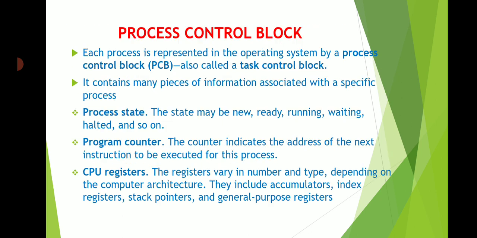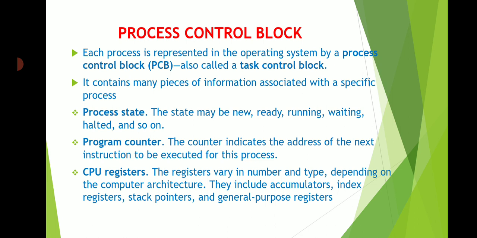First, let's see about the process. What is meant by process control block? Each process is represented in the operating system by a process control block. It is also called a task control block. It contains many pieces of information associated with a specific process. What is the information? First one, process state. Process state, you already know. The state may be new, ready, running, waiting, halted, and so on.